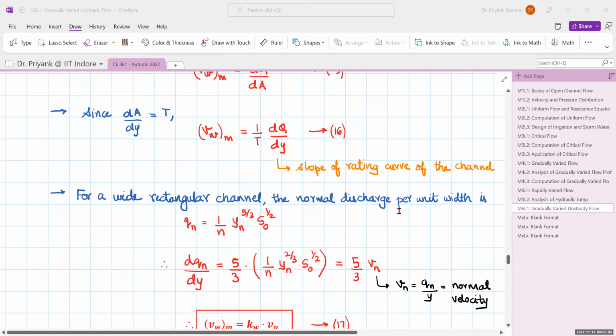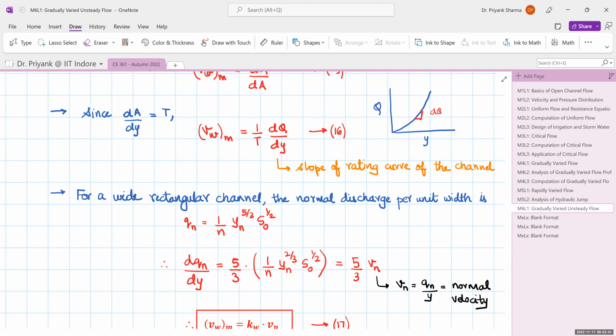Rating curve, so if this is the discharge and this is y, then with the change in stage, what is the change in discharge that is being noted here. At any instant, if you take the slope of that, dQ by dy will give you the slope of the rating curve. So this is called the rating curve. That is the same as the stage discharge curve, so it is also called the rating curve.